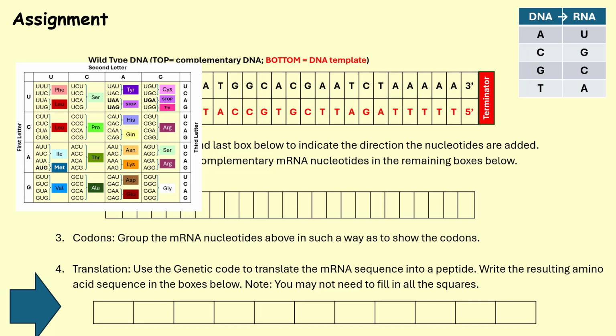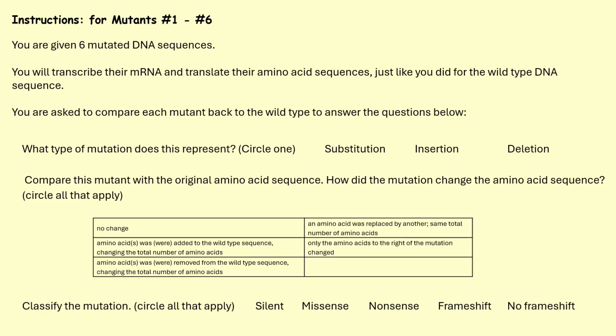You'll write the amino acid abbreviations in the boxes provided below, and don't worry if there's more boxes than you actually need. When you reach the stop codon, you can either fill in the box with the word stop or just leave it blank. Now that you completed the transcription and translation of the wild-type DNA sequence, you're going to repeat this with 6 mutant DNA sequences.